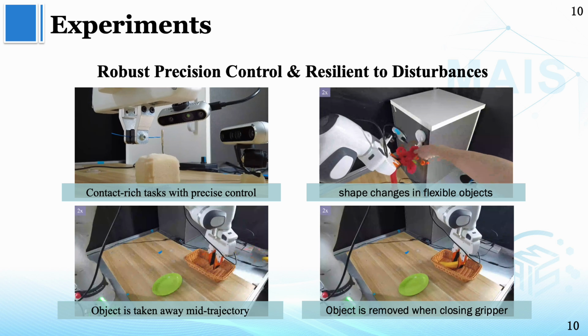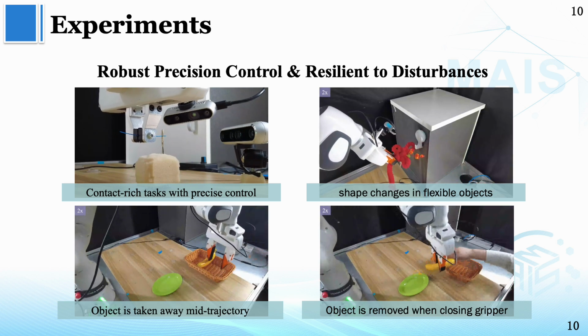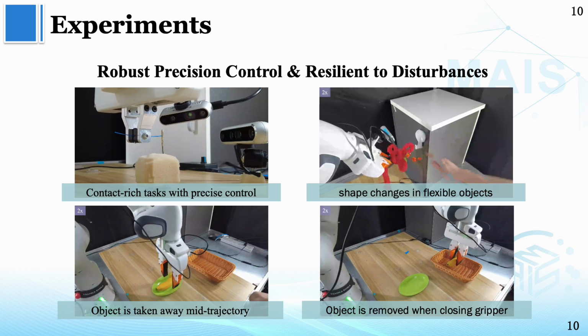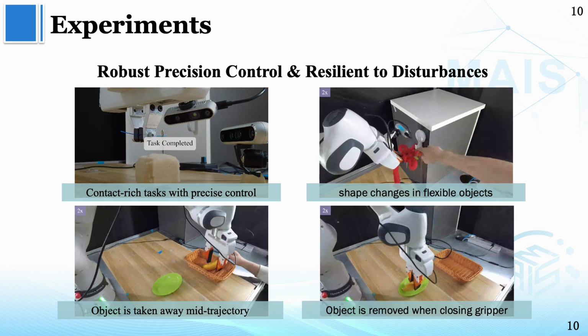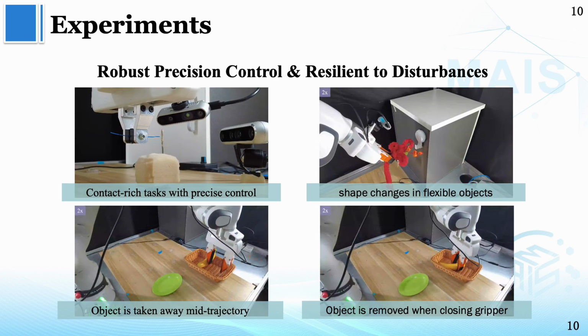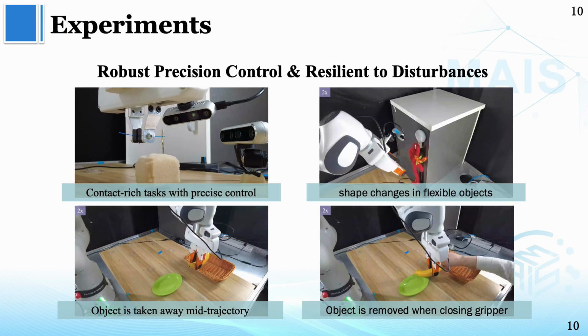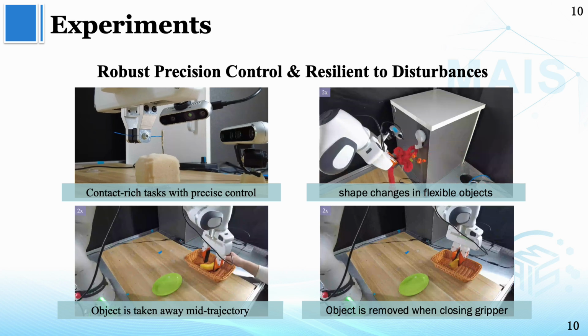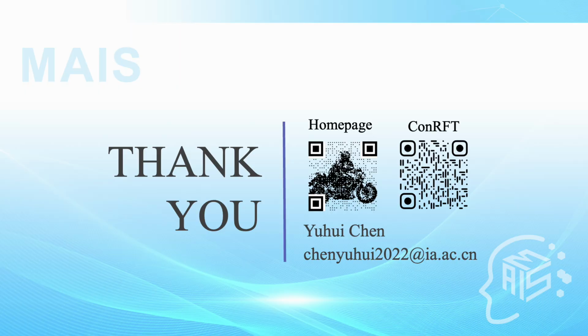Our method handles inconsistent data through reward-driven learning, enabling great performance on contact-rich tasks, even like threading a needle. It also shows strong robustness to external disturbances. The policy can still complete tasks when the manipulated object is removed or the shape of the flexible object is changed.